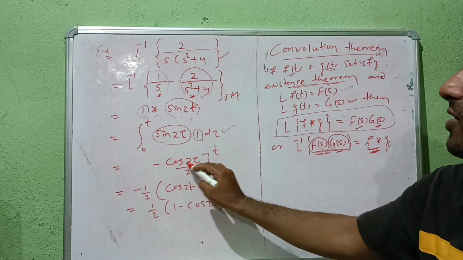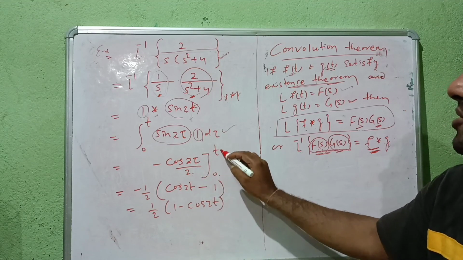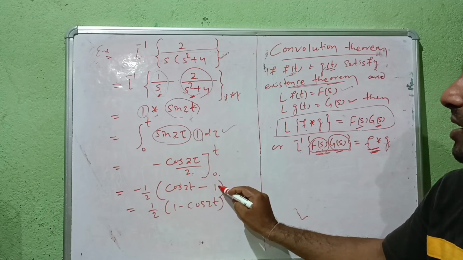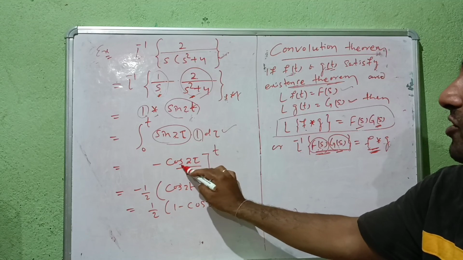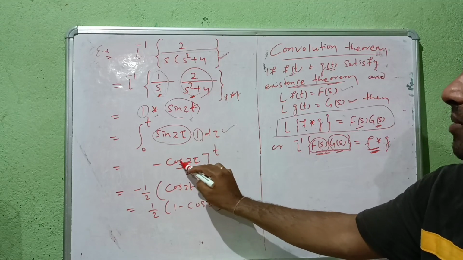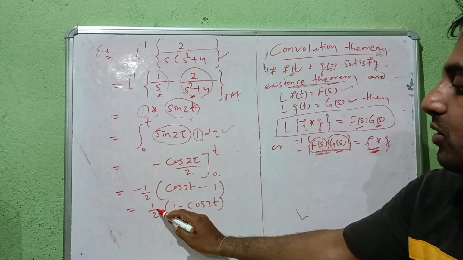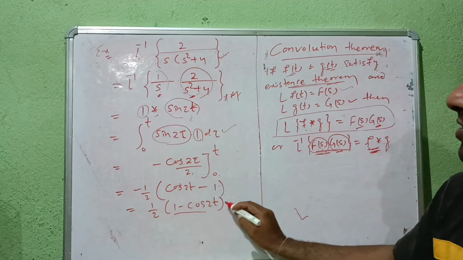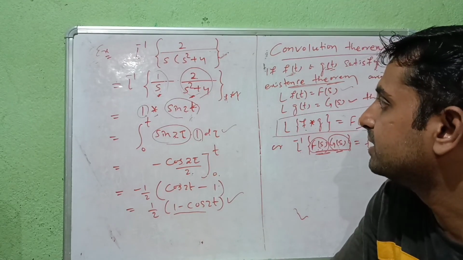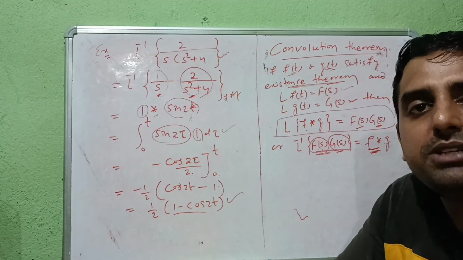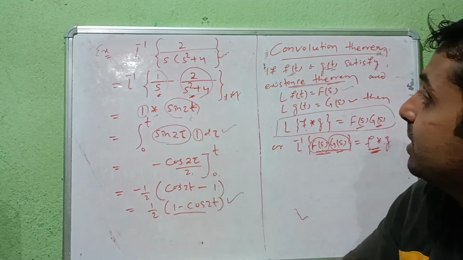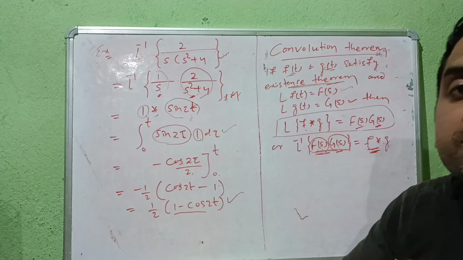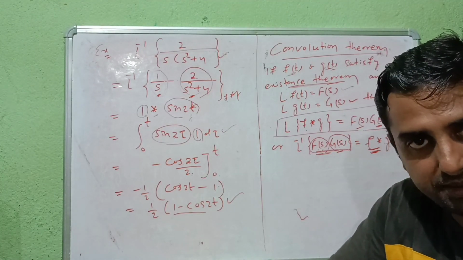The integration of this is minus cos 2 tau by 2, limit 0 to t. For the upper limit it is cos 2t, for the lower limit it is cos 0, which is 1. Taking minus into the bracketed term, the result is 1 by 2 into (1 minus cos 2t). Clear? So this is the Laplace inverse. Easily you can solve many problems of this type using the convolution theorem. It is a very important and the most powerful theorem in the whole Laplace transform topic.